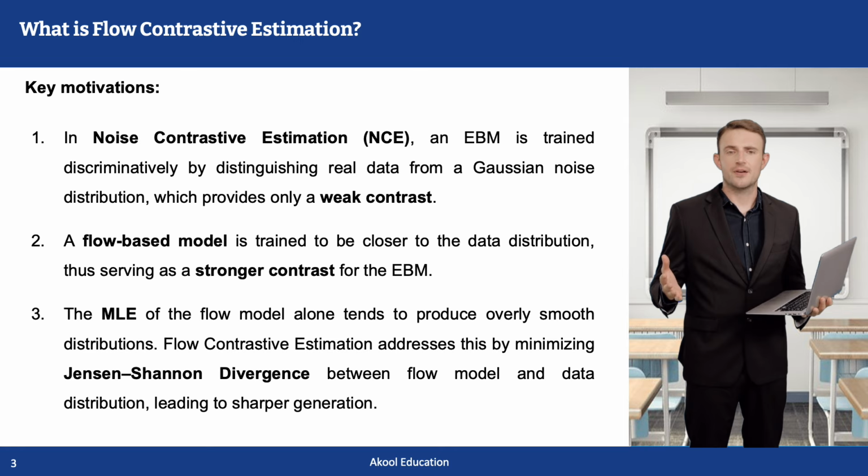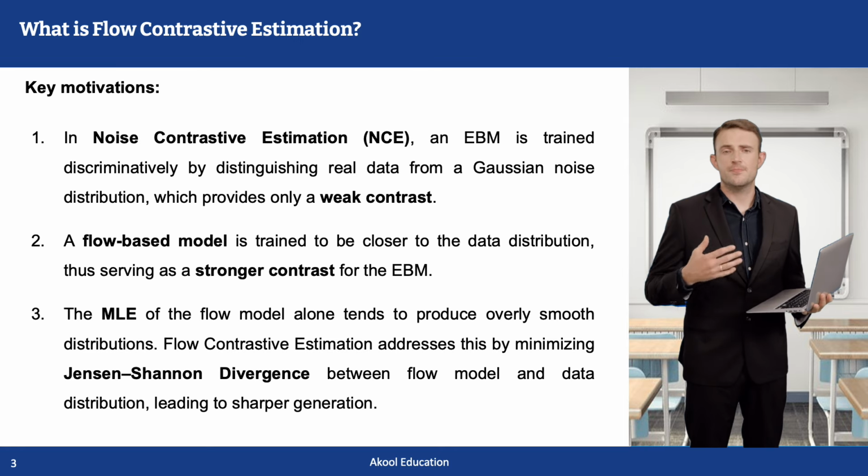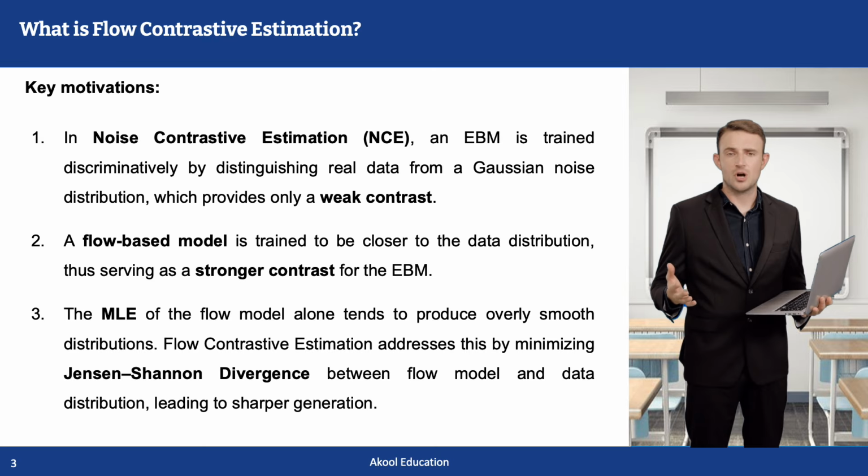Let's recall the foundation, noise contrastive estimation. In noise contrastive estimation, an energy-based model is trained discriminatively by distinguishing real data from samples drawn from a Gaussian noise distribution. However, this Gaussian noise provides only a weak contrast. It's too far from real data to effectively shape the energy landscape. Flow contrastive estimation improves upon this by using a flow-based model to transform the noise into a distribution closer to the data, creating a stronger and more informative contrast for the energy-based model.